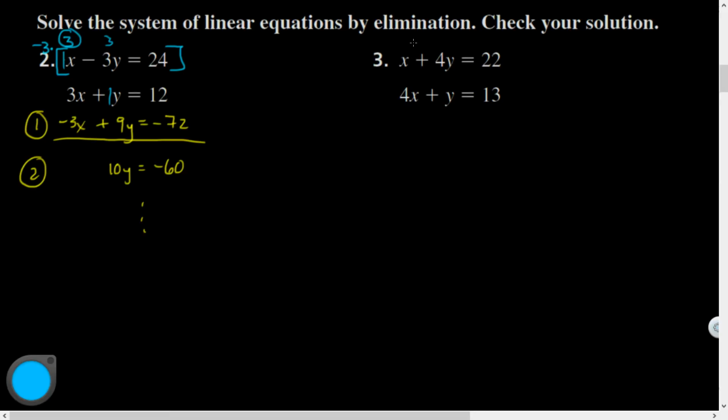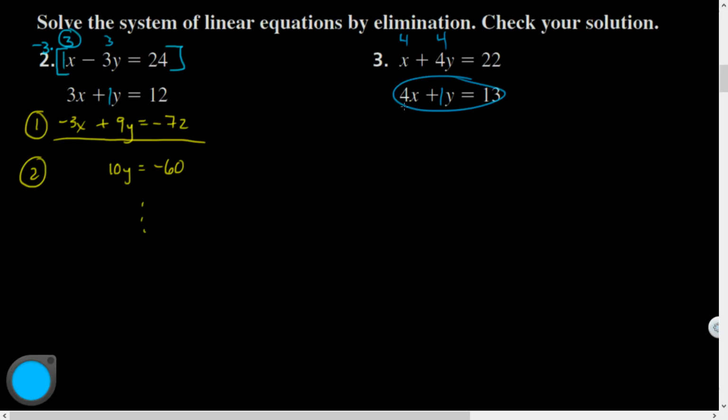All right, let's take a look at problem 3 here. This is from the monitoring progress section, question 3. To get opposite x's, right now I've got a 1 and a 4. What does both 1 and 4 go into? 4. All right, not bad. And how about for the y's, the 4 and the 1? What do both of those go into? 4. So it looks like a tie.